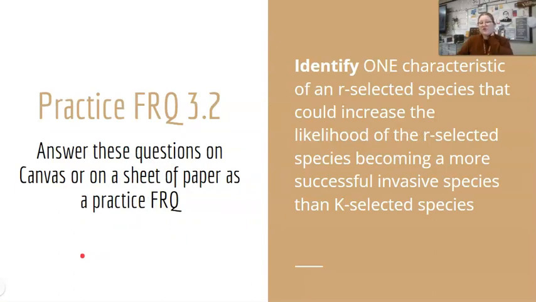Your practice FRQ for this is to identify one characteristic of an R-selected species that could increase the likelihood of the R-selected species becoming a more successful invasive species than K-selected species.